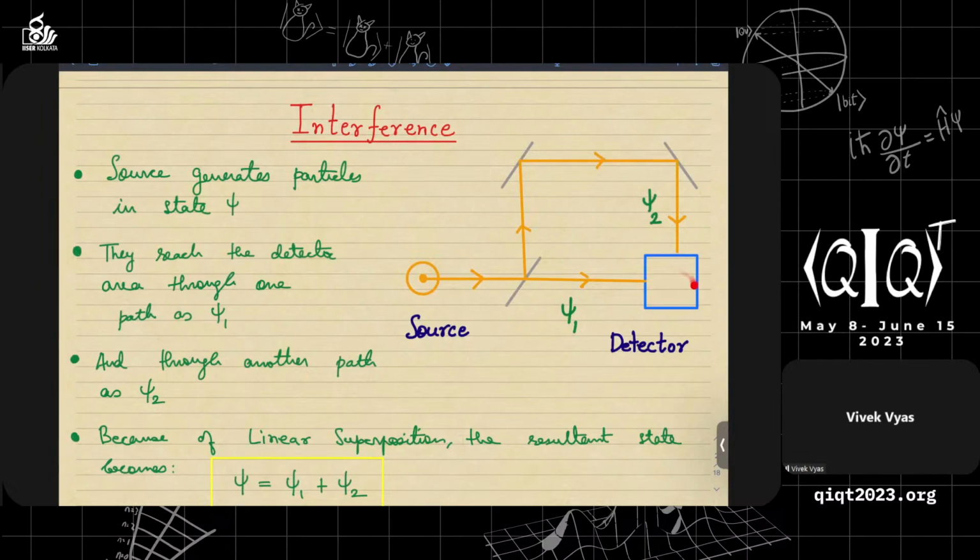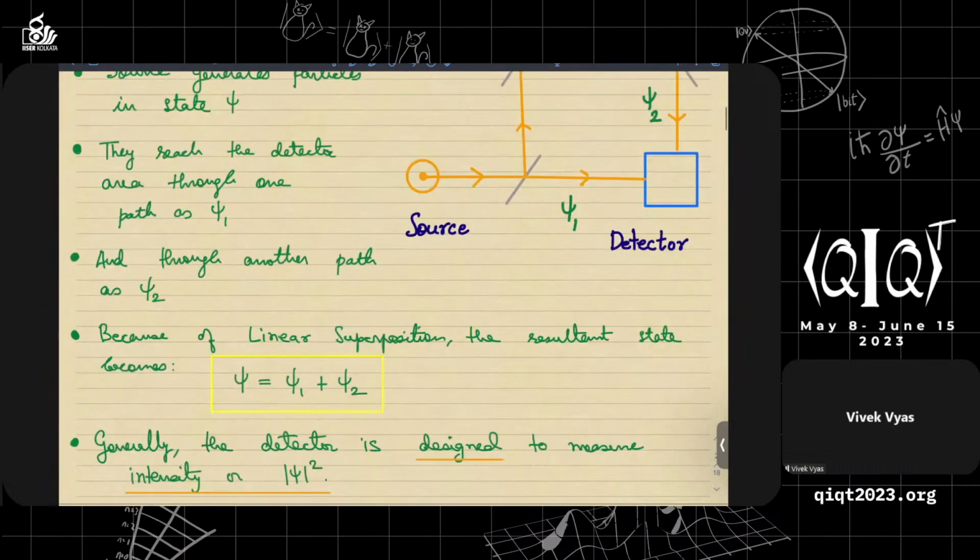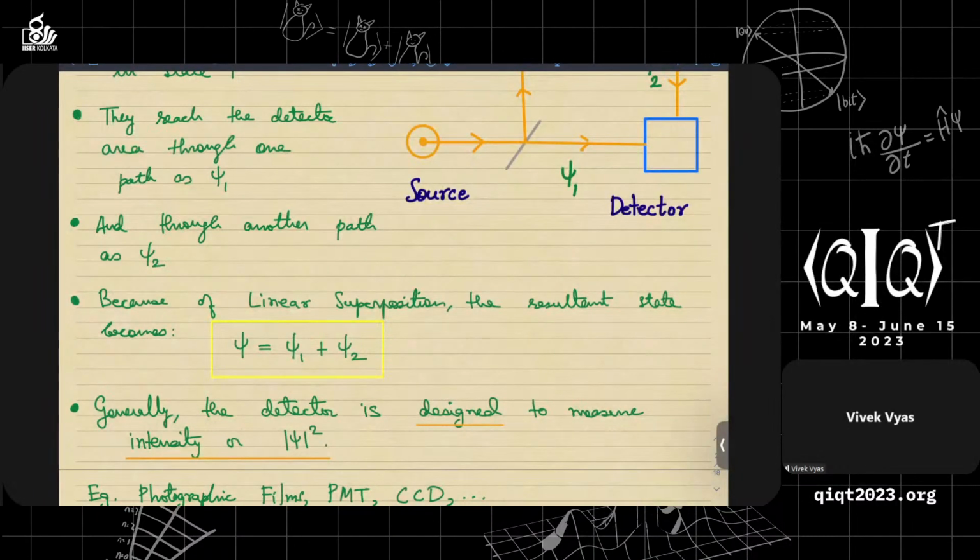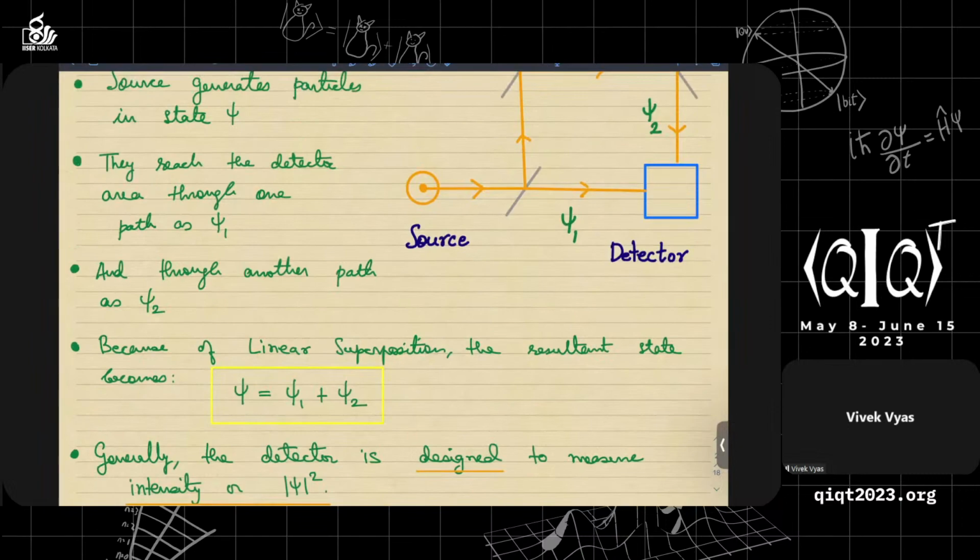In the detector region, typically you have a photographic film. In the good old days there were photographic films; these days you have CCD cameras or photomultiplier tubes, and what they measure is actually the intensity. In the case of light it is intensity; in the case of electrons, it's the number of electrons reaching a pixel of the CCD. Basically what one is measuring is mod psi squared, where psi is actually the superposition of psi1 and psi2.